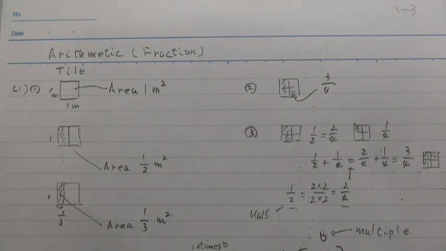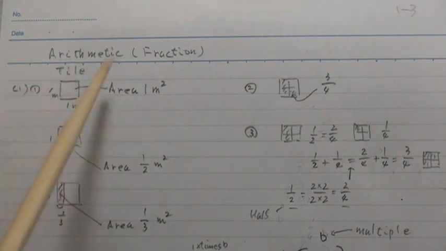Arithmetic of fractions. Fraction one. Tile number 1 has a size of 1 meter by 1 meter, and an area of 1 square meter.